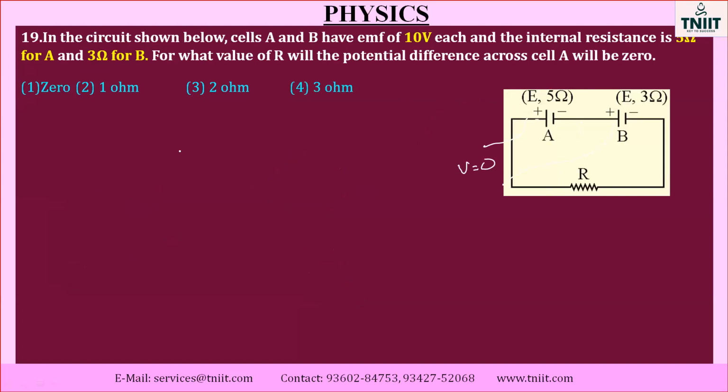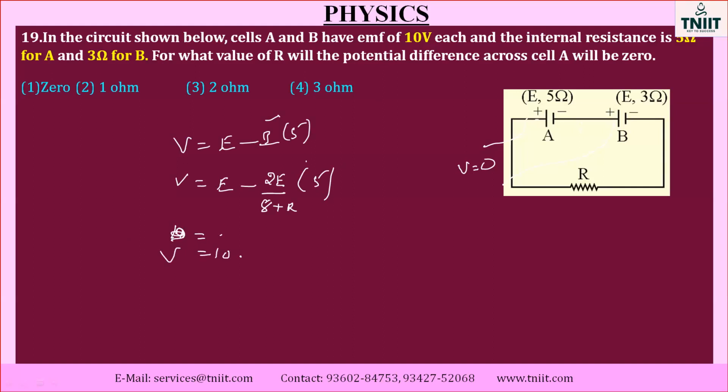V is equal to E minus the current multiplied by the total resistance, that is 8 plus R, into 5. So across AB, the potential is given how much? 10 volt. EMF is 10 volt, sorry. So 10 minus 2 into 10 by 8 plus R.